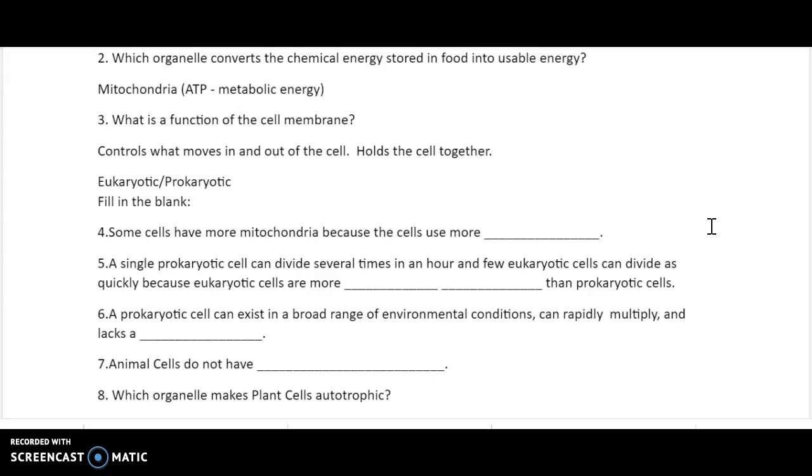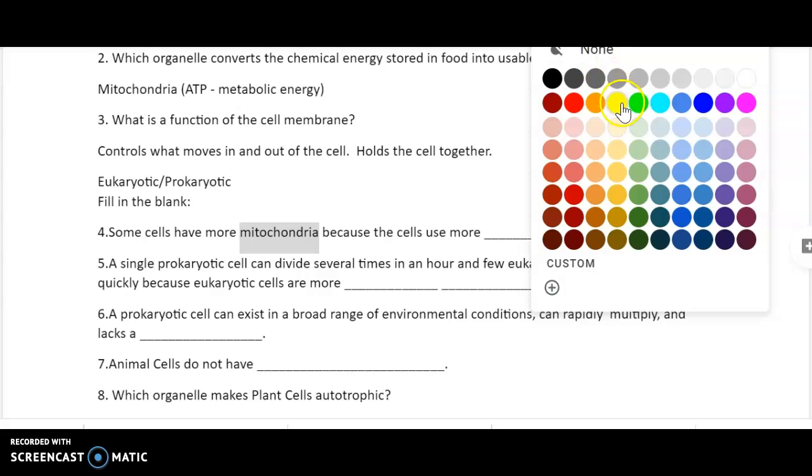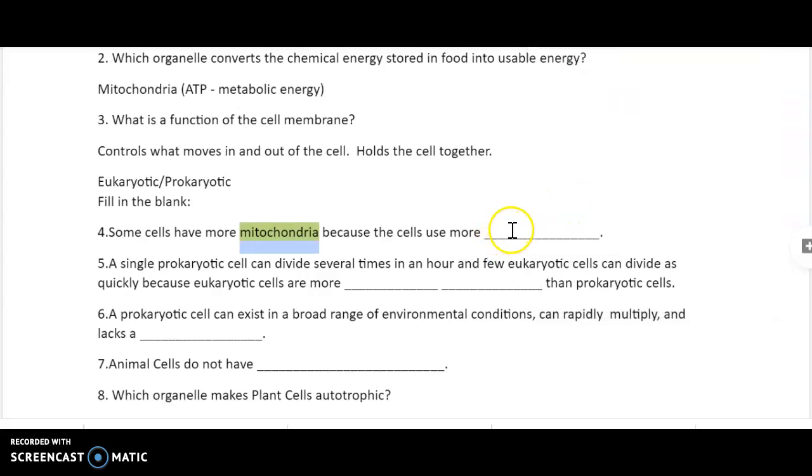Okay, so number 4 says some cells have more mitochondria because the cells use more. Well, watch for those keywords. Our keyword here is going to be mitochondria. And the mitochondria does what? Well, the mitochondria makes ATP energy. So if they have more mitochondria, they can use more ATP energy. Use more energy in the form of ATP. It says mitochondria, we're going to think ATP energy.